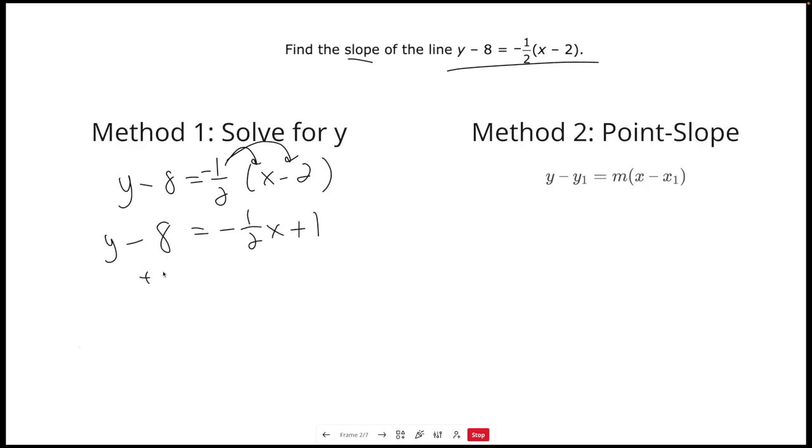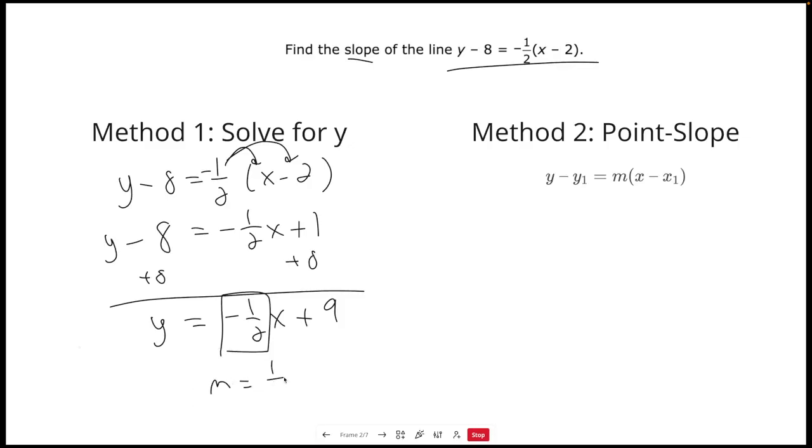And then we need to add 8 on both sides. And so our final answer in slope-intercept is this. And now we should be able to look at this and say, oh, it's in slope-intercept, which means that the number next to the x is the slope. And so my slope is therefore -1/2.